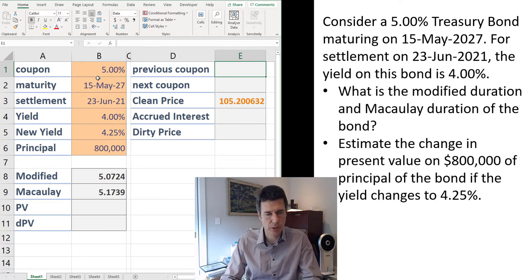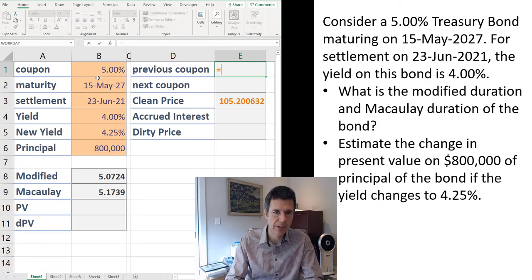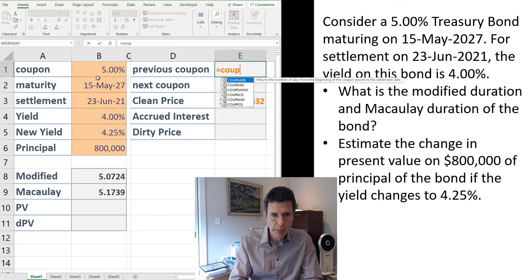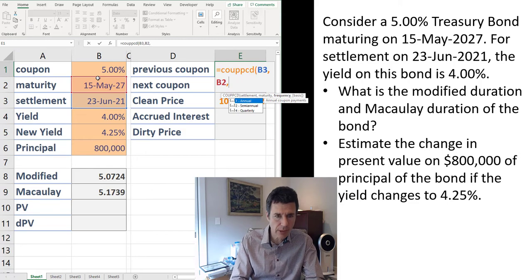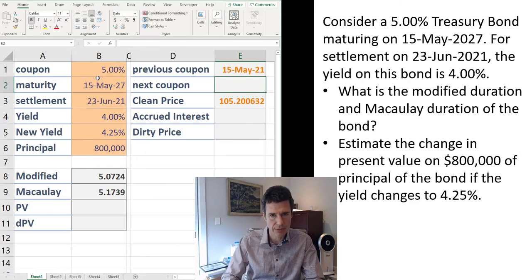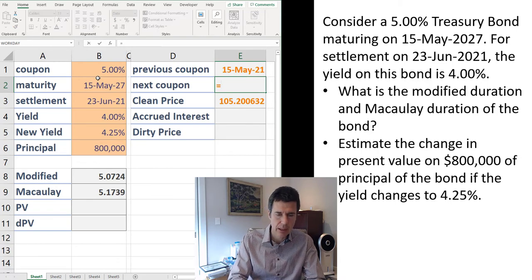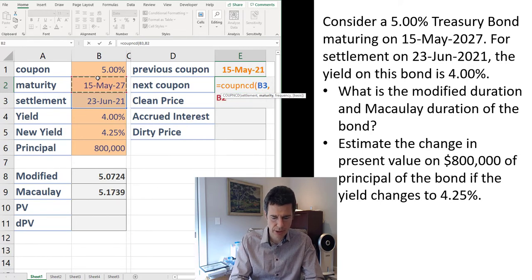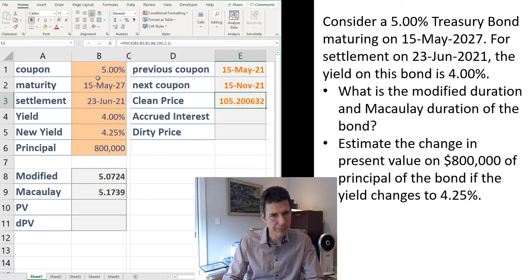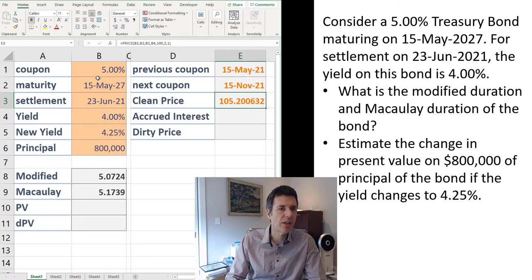Accrued interest, I'm going to calculate separately the previous coupon date and the next coupon date. Often I would wrap this all into one function call, but I'll do it here in separate cells. Previous coupon date is COUPPCD for previous, settlement, maturity, semi-annual, 1 for U.S. Treasuries. COUPNCD is the next coupon date, settlement, maturity, 2, 1. So this bond matures on the 15th of May 2027, and so it has coupons in May and November. Given that settlement is in June, the previous coupon's the 15th of May, the next one's the 15th of November.